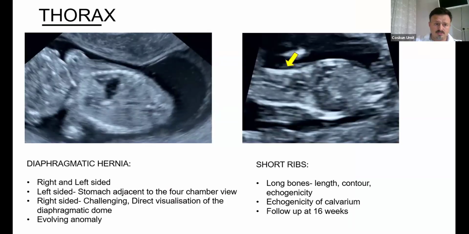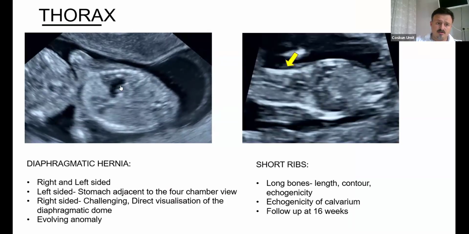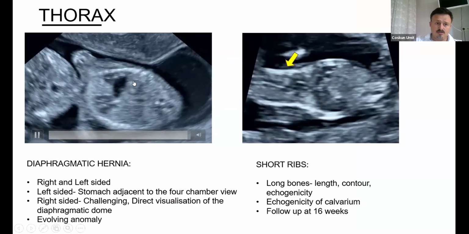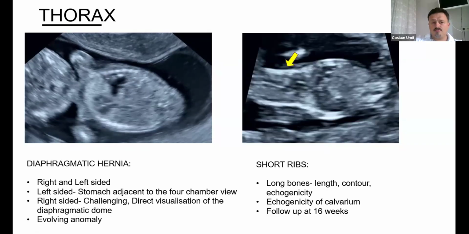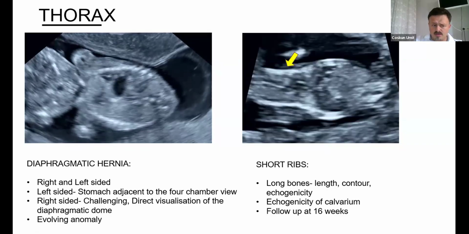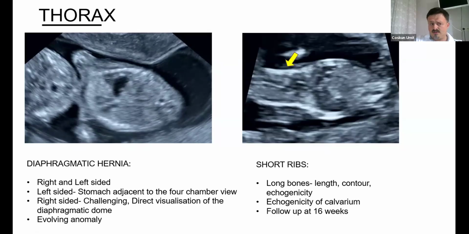Yes, let's talk about thorax. Diaphragmatic hernia diagnosis is possible if the stomach is behind the heart. It is a very early sign. So we should check the baby and we should check the other parts of the baby. It is very important. This is a left-sided hernia. The right-sided hernia diagnosis is very challenging. Direct visualization of the diaphragmatic dome is very important.